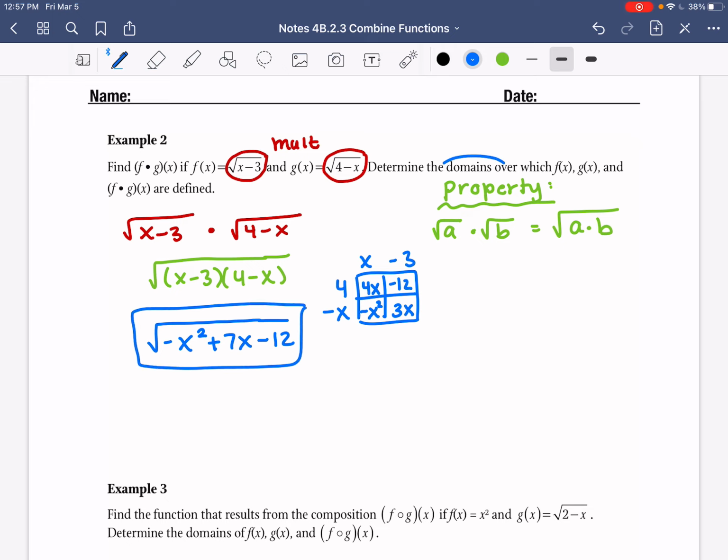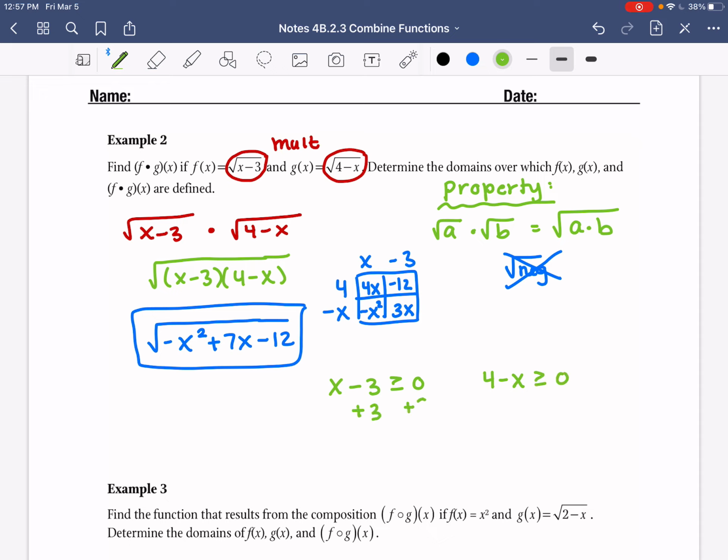It did ask us to determine the restricted domains. So remember, for your restricted domains, with the rational expressions, you couldn't have 0 in the denominator. With a radical, you can't have a negative underneath the radical, right? You can't have a negative under the radical. So what we do is we just take our pieces, our x minus 3, and we say that it has to be greater than or equal to 0, and then we take our 4 minus x and say it has to be greater than or equal to 0, and then we solve.